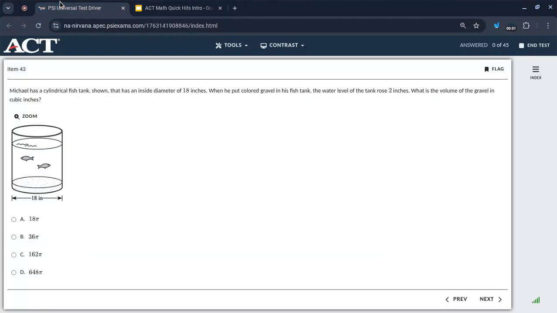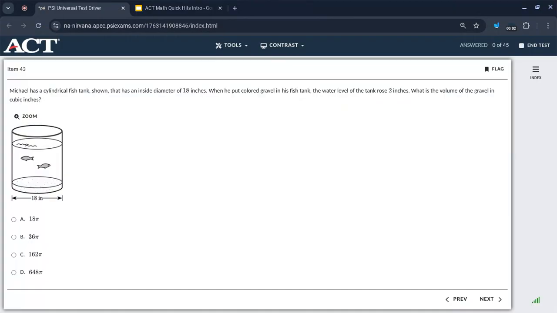All right, so Michael has a cylinder fish tank shown below that has an inside diameter of 18 inches. When you put colored gravel in his fish tank, the water level of the tank rose 2 inches. What is the volume of the gravel in cubic inches?